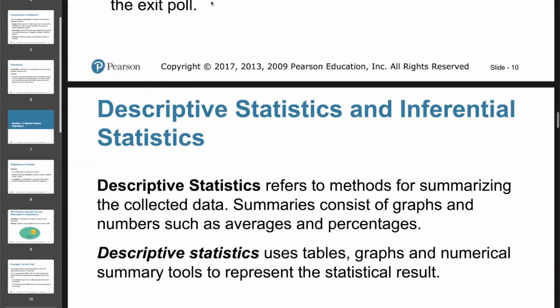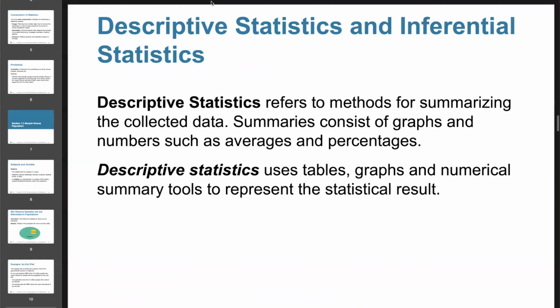Another two definitions: descriptive statistics and inferential statistics. Statistics has two branches, descriptive and inferential. Descriptive statistics refers to methods for summarizing the collected data. Summarizing consists, of course, of graphs and numbers such as averages and percentages. In descriptive statistics, we use tables, graphs, and numerical summary tools to represent the statistical results.